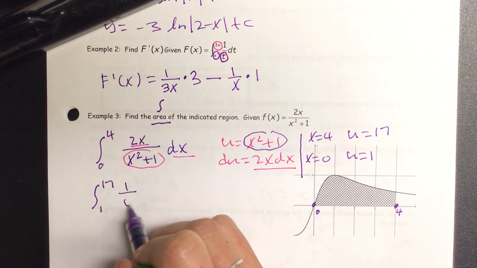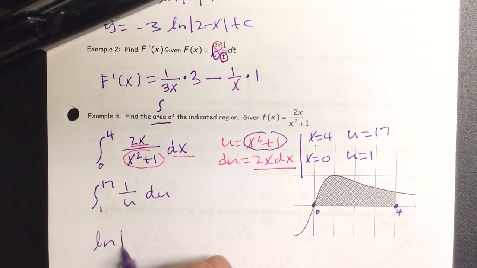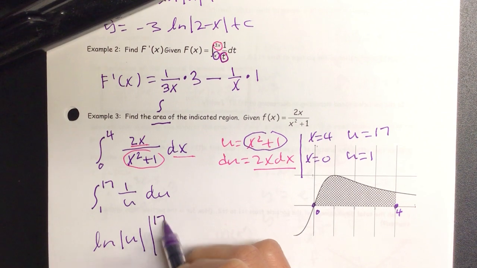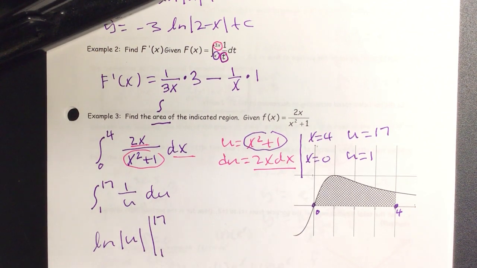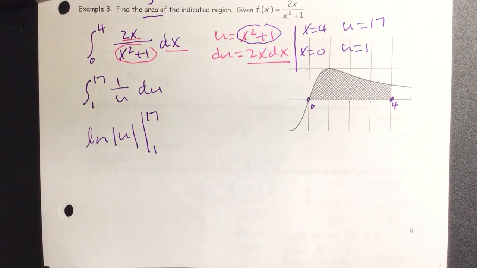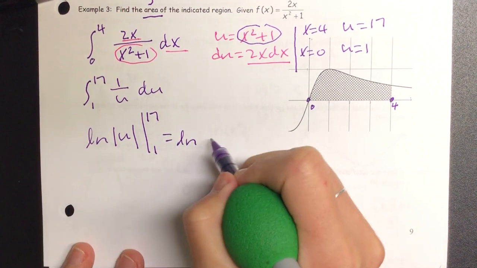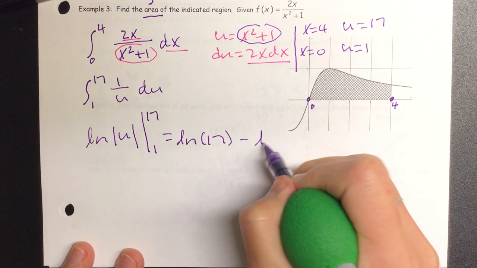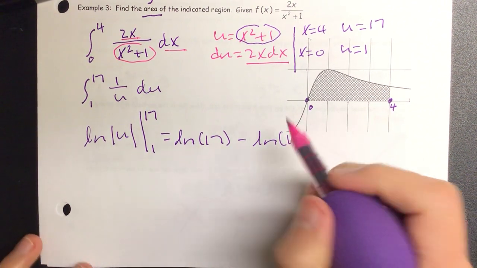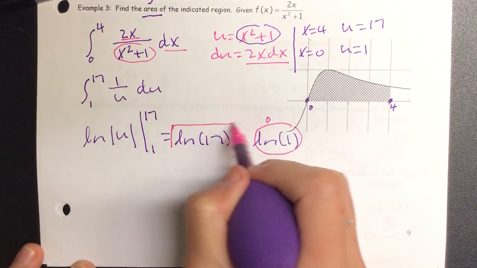So we have 1 over u du, which gives me the natural log of the absolute value of u. And we're looking at our bound from 1 to 17. So do I need the u in absolute value form anymore? Because 1 is a positive number, 17 is a positive number already. So when I plug it in, we get natural log of 17 minus natural log of 1. And what is natural log of 1? 0. So all that is 0. So that means this is our final answer.